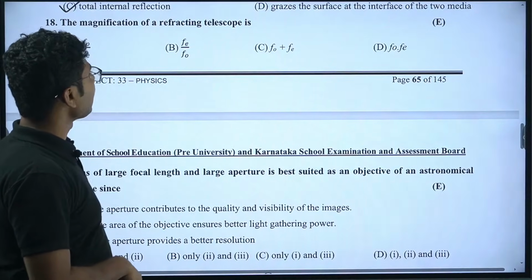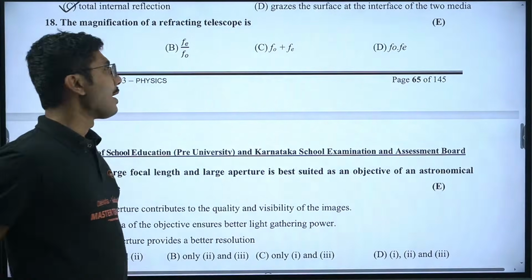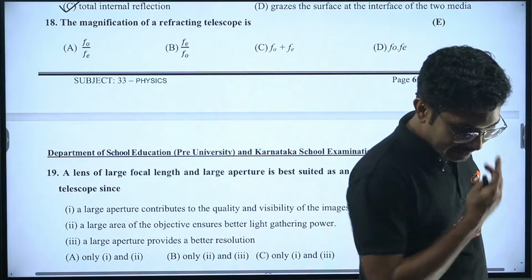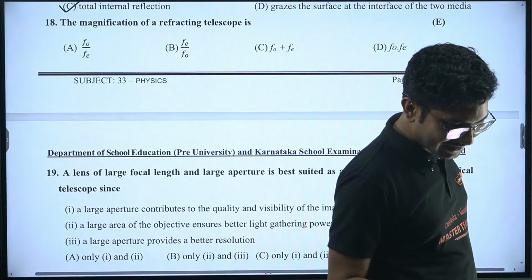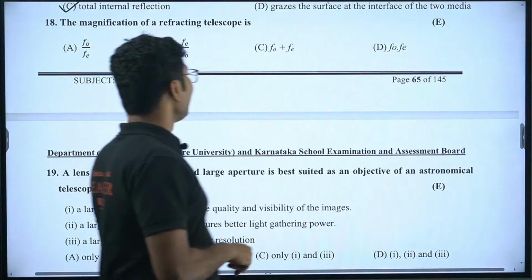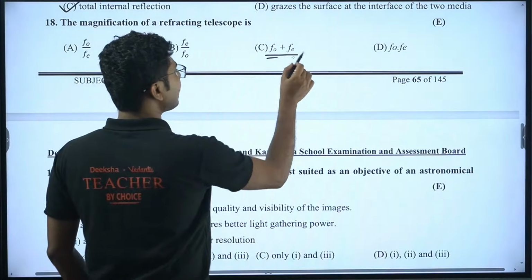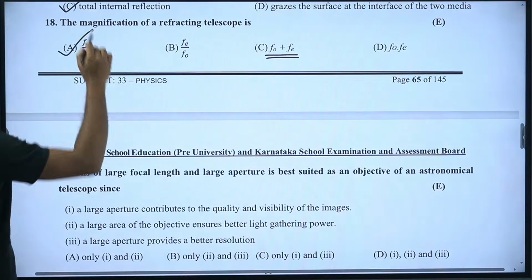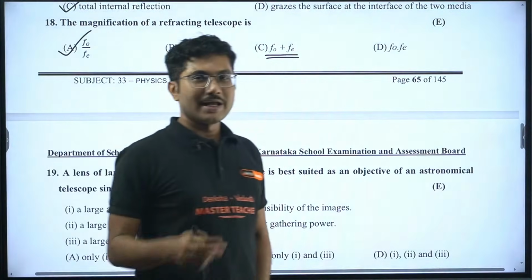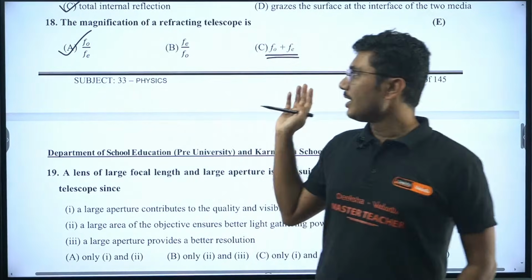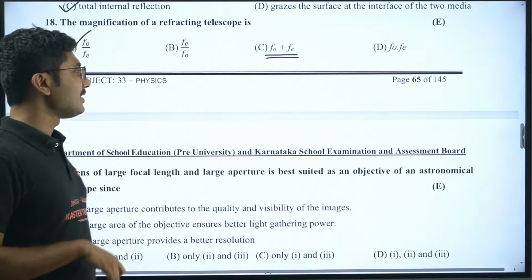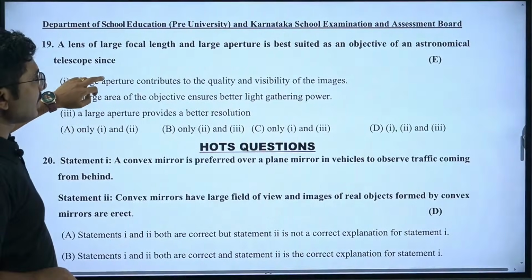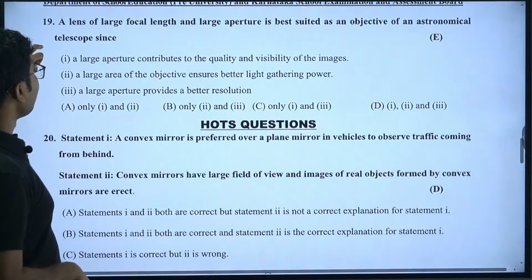The magnification of a refracting telescope is 18A. Sagar is saying 18C. Sagar, why 18C? This is the length of the telescope. fo plus fe is the length of the telescope, and fo by fe is the magnification. fo by fe is the magnification, and fo plus fe is the length of the telescope, not magnification. Okay, don't be confused.